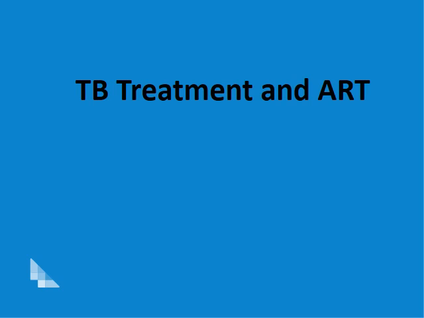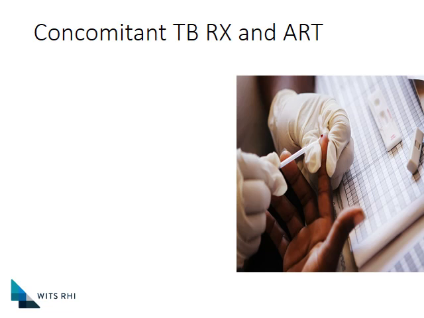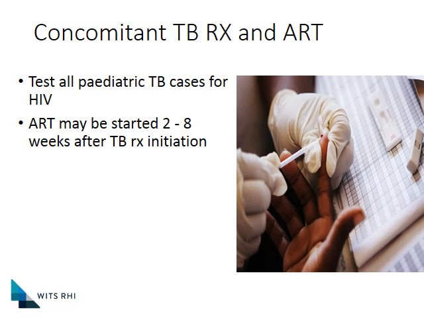So let's look a little bit at TB treatment and ARVs. Firstly, very important, as we've outlined in the other presentations, all pediatric TB cases must have an HIV test done. And we can start ARVs at about 2 to 8 weeks after TB treatment initiation. We give it about 2 weeks to settle. In adults, there was a very clear study where they used a CD4 of 50 to help decide whether you wait the full 8 weeks or start earlier. So in adults, if the CD4 is under 50, you must start at 2 weeks. If the CD4 is over 50, you can delay until the patient is settled on their TB treatment.